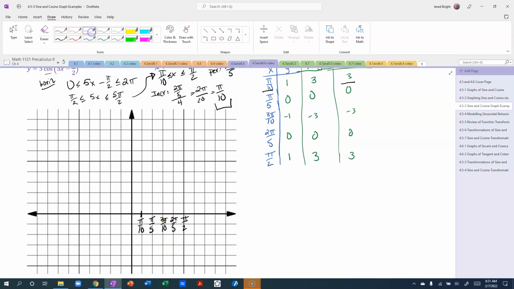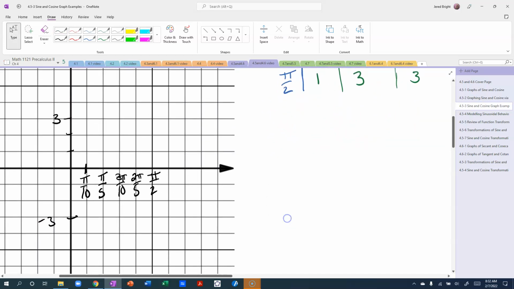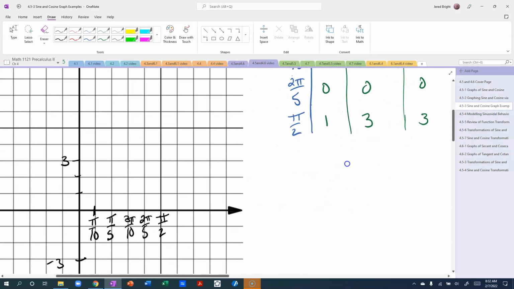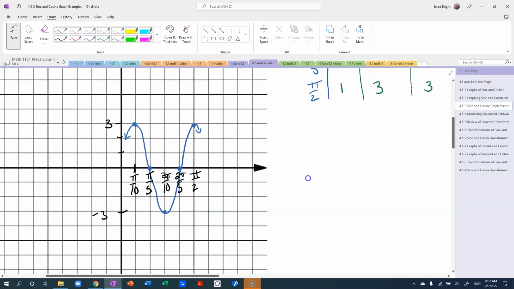And then vertically, I need to go up to positive 3. So 1, 2, 3. I'm just going to call that 3. And then down to minus 3. Okay. And now I'm ready to put things on my graph. So let's see. So pi over 10 gives me a 3, and then it's 0, and then minus 3, 0, and 3. Okay, and so here is my sketch of one period of this function.